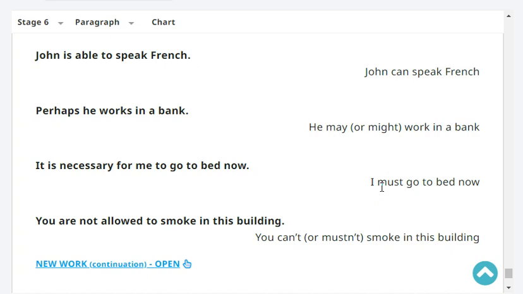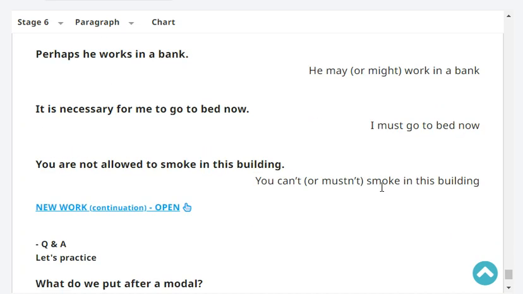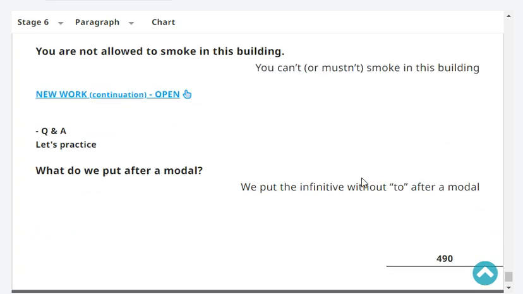It is necessary for me to go to bed now. I must go to bed now. You are not allowed to smoke in this building. You can't smoke in this building. Very good.